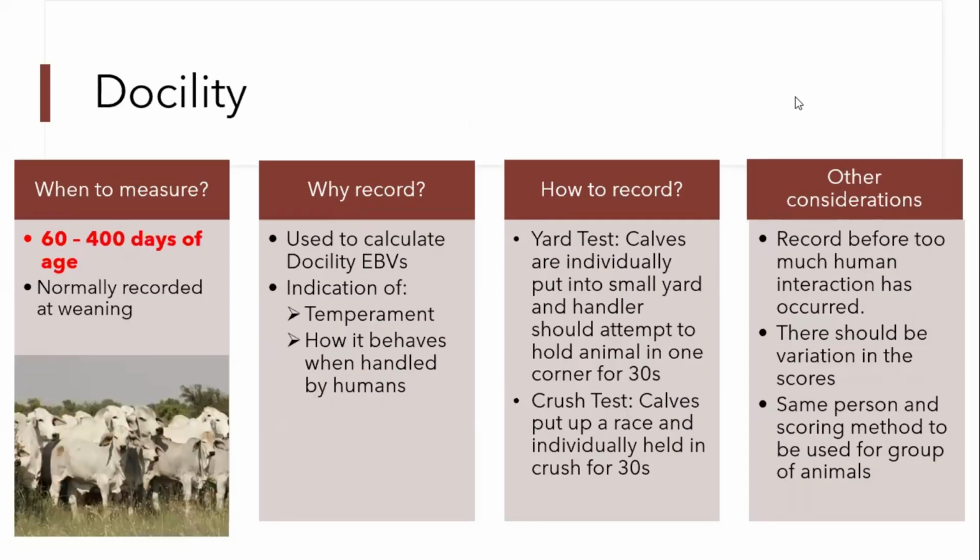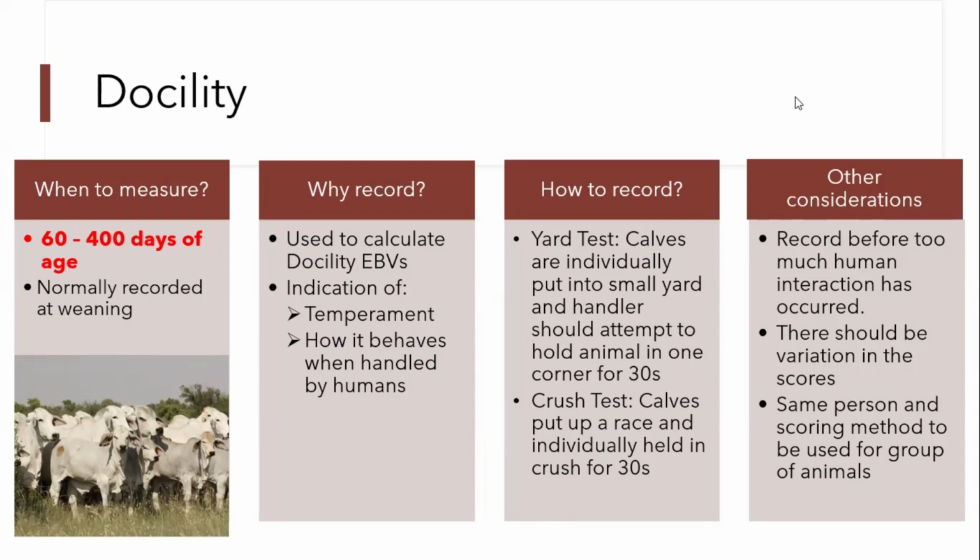Then at weaning, you can also do docility scores. So BreedPlan will analyze them if you record them between 60 days and 400 days of age. We calculate days to calving EBVs with them, and it gives you an indication of the temperament of those animals. In other words, how do they behave when humans handle them? So there are 2 ways that you can record docility. The one is a yard test, and the other one is a crush test.